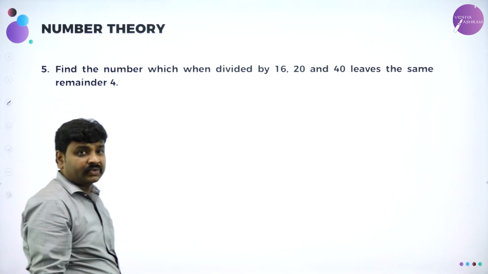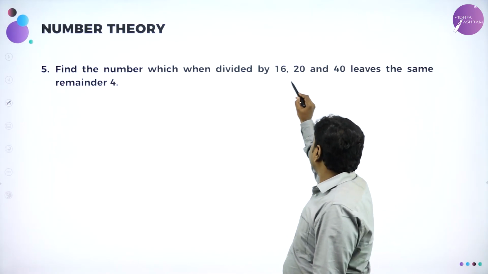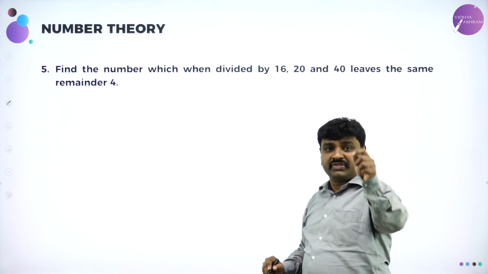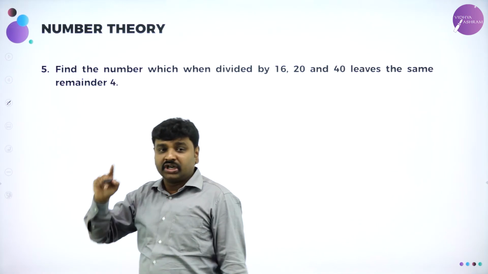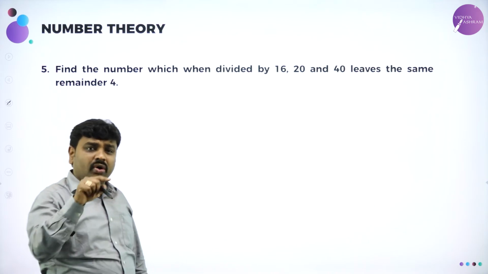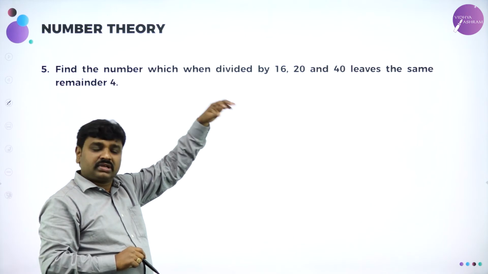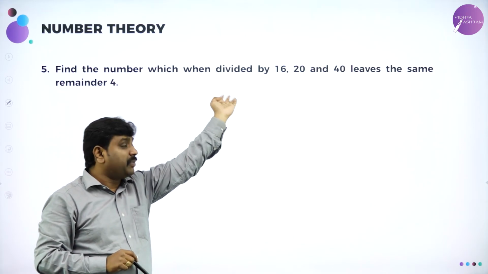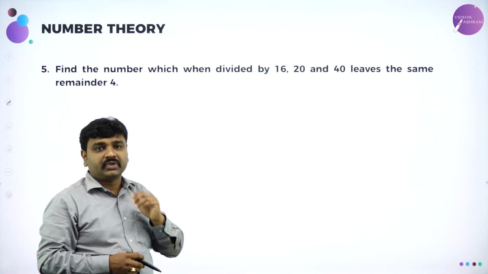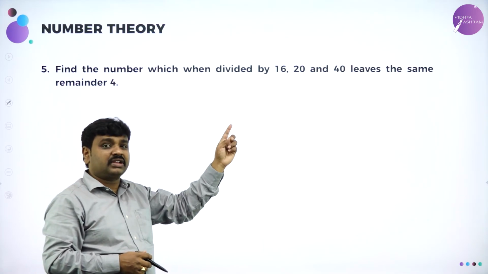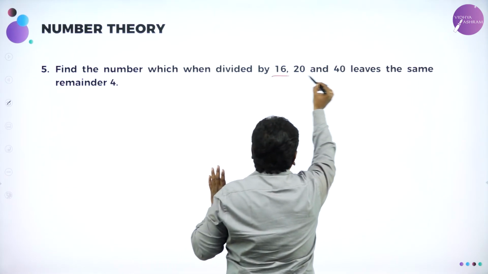Next, find the number which, when divided by 16, 20 and 40, leaves the same remainder 4. It should leave the same remainder. But we know how to find a number which is divisible by all 3. Simple technique: find the number which is divisible by all 3 and add 4, because 4 is the remainder. When you add it, that will become the remainder. So how to find a number which is divisible by all 3? The first step is to find the LCM. The LCM is the number divisible by all 3.